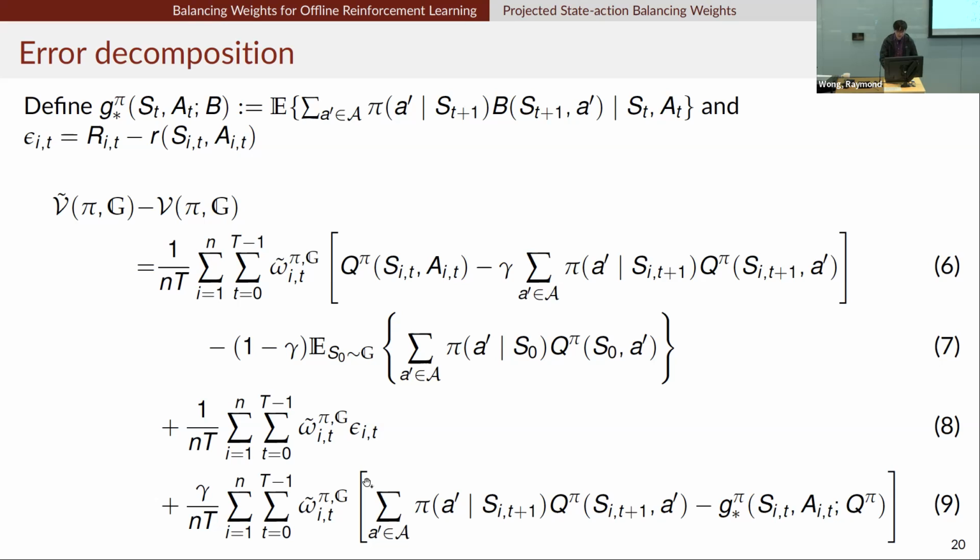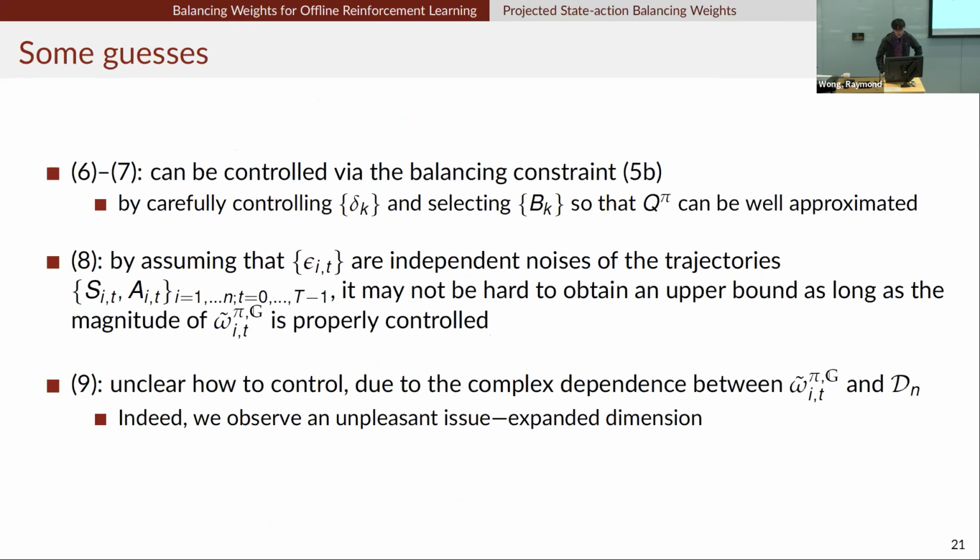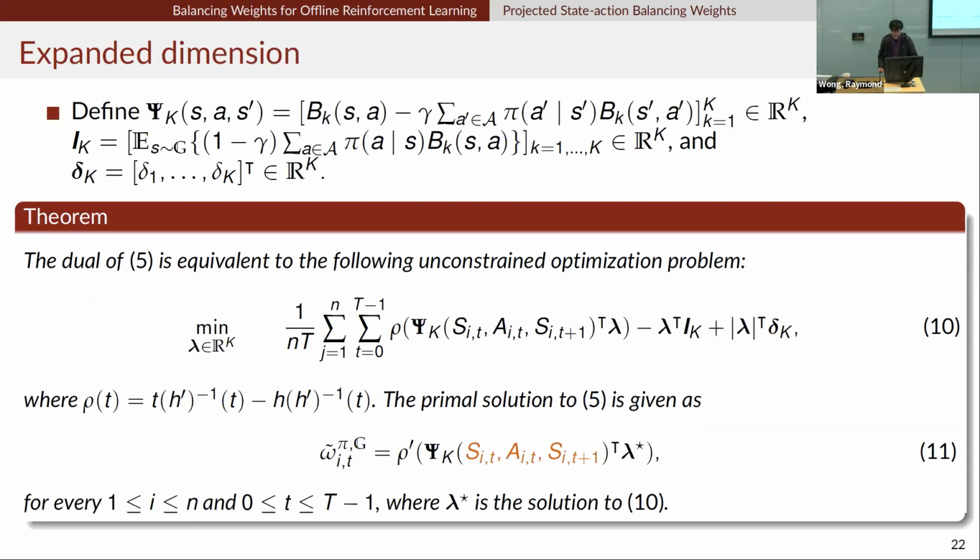So the last term is where the difficulty comes in, because you look at this here, you can see that this is also a function of state action pairs. So in other words, if I have to understand whether this term demonstrates some concentrations or whether I can control it, I have to understand the complicated dependency, which is very hard indeed. So it's unclear to us how to control this term. And in fact, when we dig deeper, we find out that there are unpleasant issues that occur with this estimator. So let's take a look at this issue.